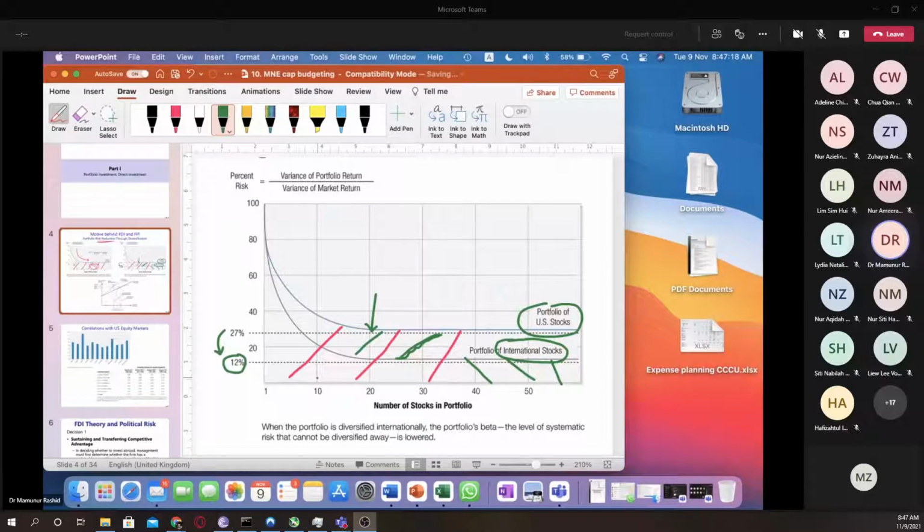But then again, another portion also doesn't depend on that international market. It depends on the possibly global market. So that part of the systematic risk will still be there. So the conclusion is that even though MNEs, or multinational companies, are very big, they have the capacity to invest in many more companies. They have billions and trillions of dollars.